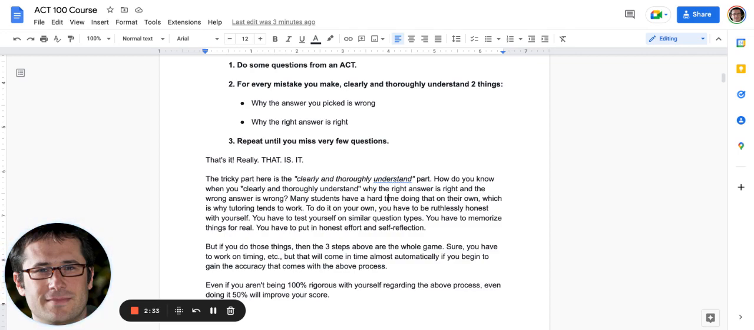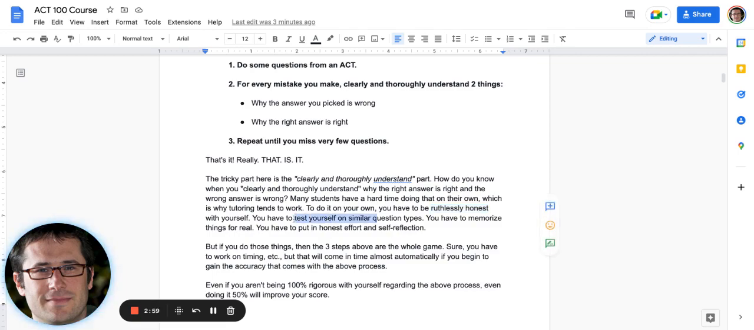And in order to do it on your own, you have to be ruthlessly honest with yourself. Do I really get this, or am I kidding myself? And unfortunately, human nature, it's really easy for us to just kid ourselves about these things, especially when we make mistakes, because we don't want to believe we don't know things. We just want to think we know everything. That's how we are. So how do you do it?